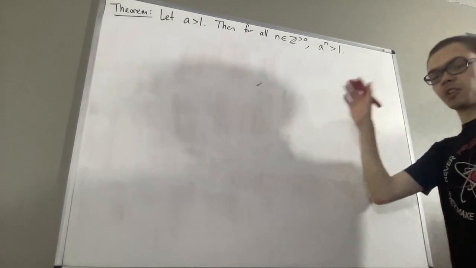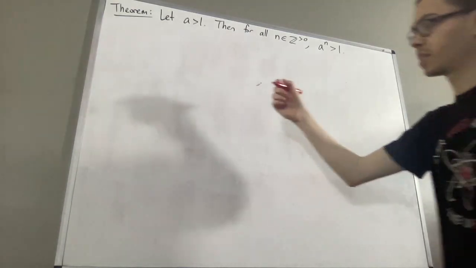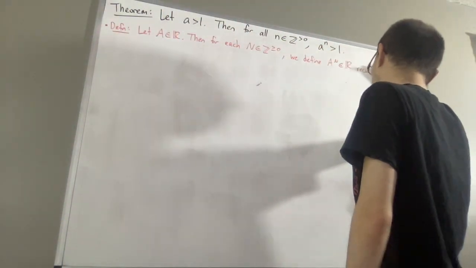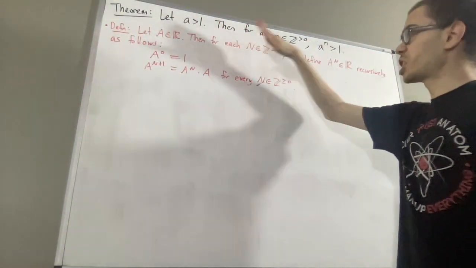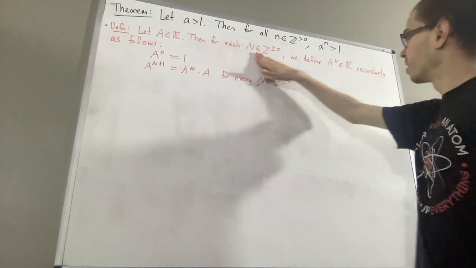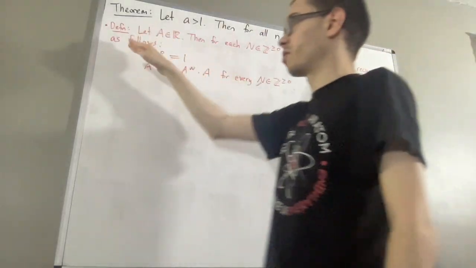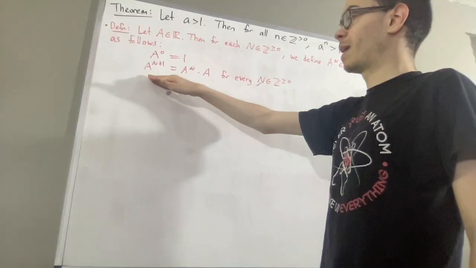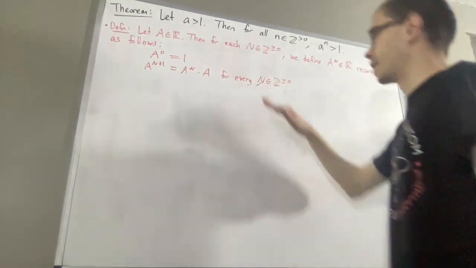So let's first remind ourselves of our definition of non-negative integer exponents. Let a be any real number. Then for each non-negative integer n, we define a to the power of n to be a real number, recursively as follows. A to the power of 0 is going to be equal to 1, and a to the power of n plus 1 will be equal to a to the power of n times a for every non-negative integer n.